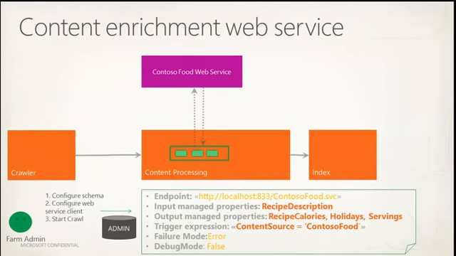Now let's take a look at some of the configuration options. As you saw in Runar's example, you configure the endpoint for the web service and the input and the output managed properties. And in this case, we've also configured a trigger to say, okay, only send documents to the web service if the content source is Contoso food. This trigger expression is written in almost like a separate programming language called the expression language. And it's documented on TechNet, so you can go back and reference it.